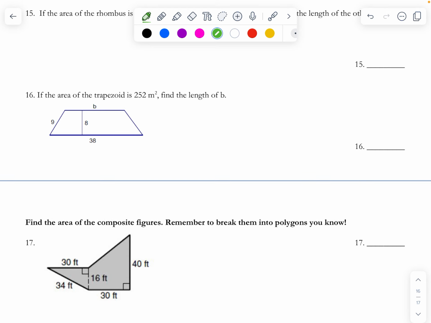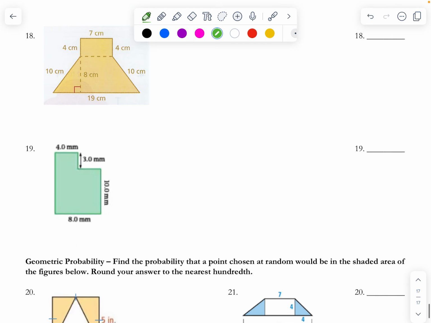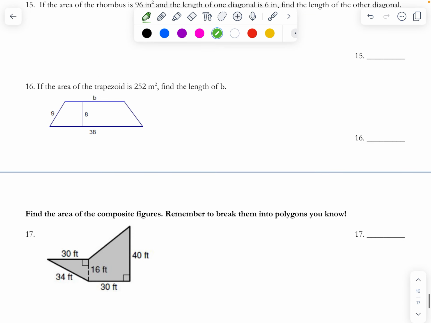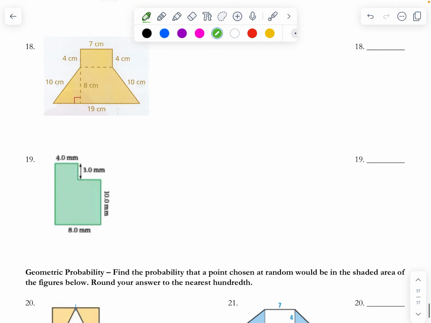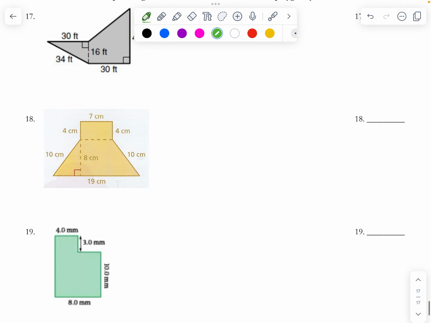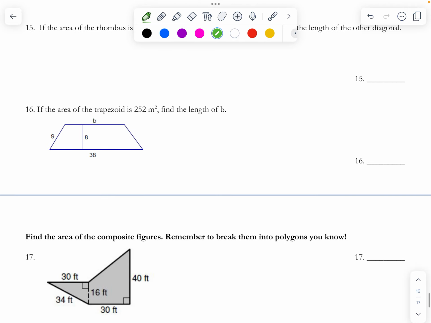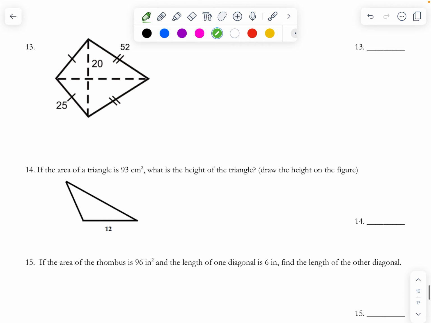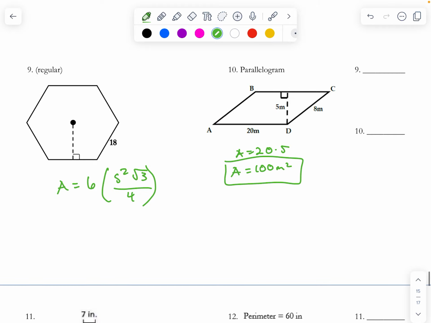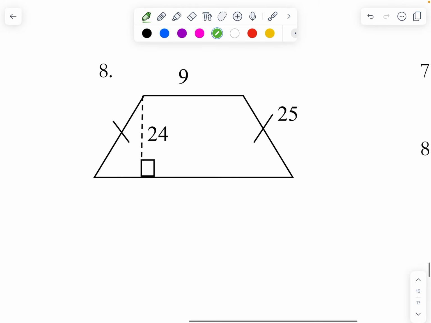So let's take a look here at number 16. Yes, we're going to look at 16 and then take a look at those for now. And then I'll do maybe number 8. Actually, let's do number 8 first. That's one that was on here. Okay, so number 8. First, you have to see that this is an isosceles trapezoid.